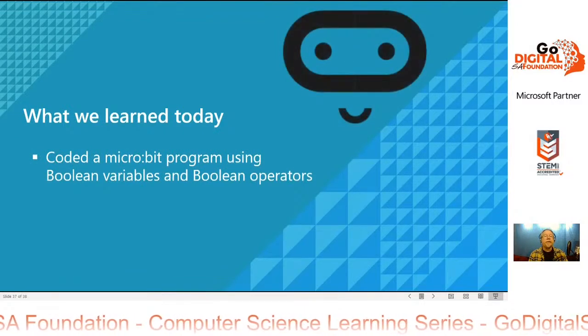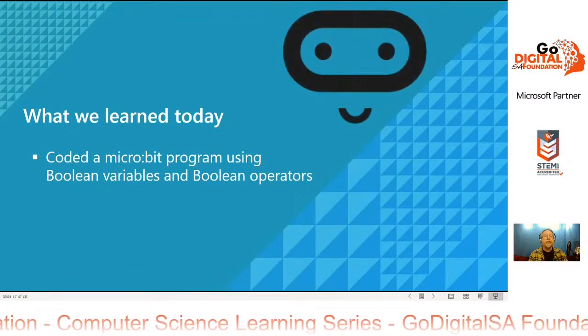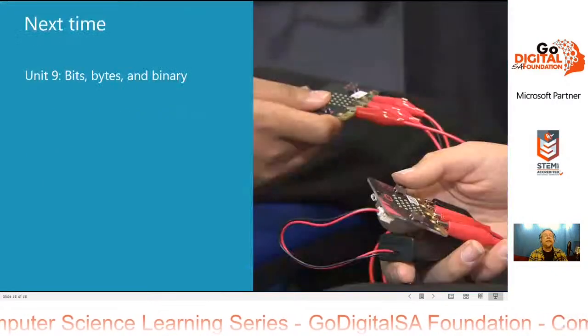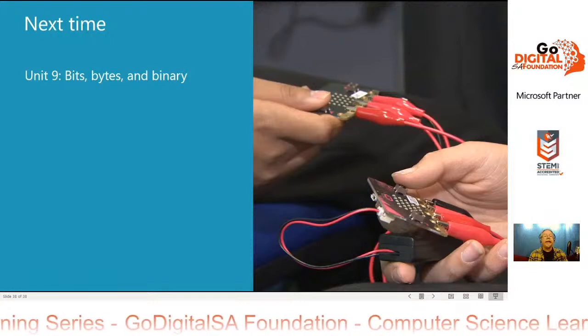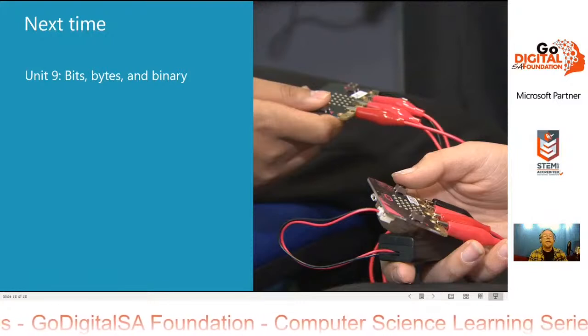Okay, so we've coded a microbit program using Boolean variables and Boolean operators. The next time we'll be looking at Unit 9, bits, bytes, and binary.